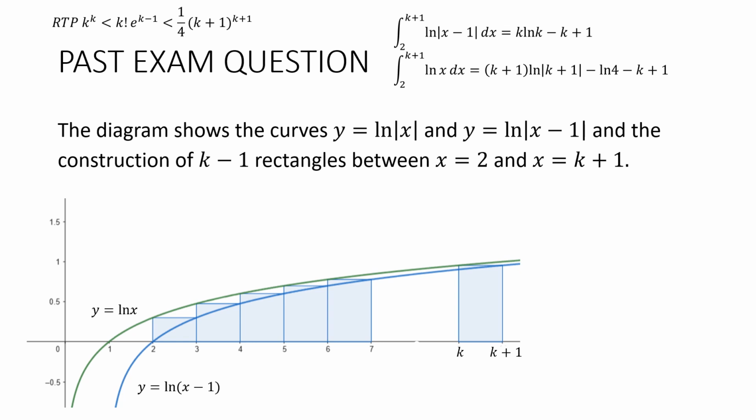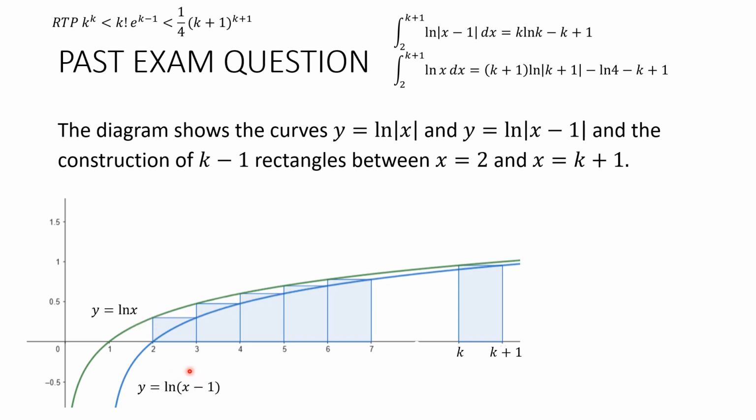So this question is about the area under those two curves and the approximate area that's going to be formed by adding up the areas of these rectangles. So the area under this blue curve, the blue curve is ln x minus 1, is going to be less than the sum of the areas of these rectangles, and that will be less than the area under the green curve, which is ln x.